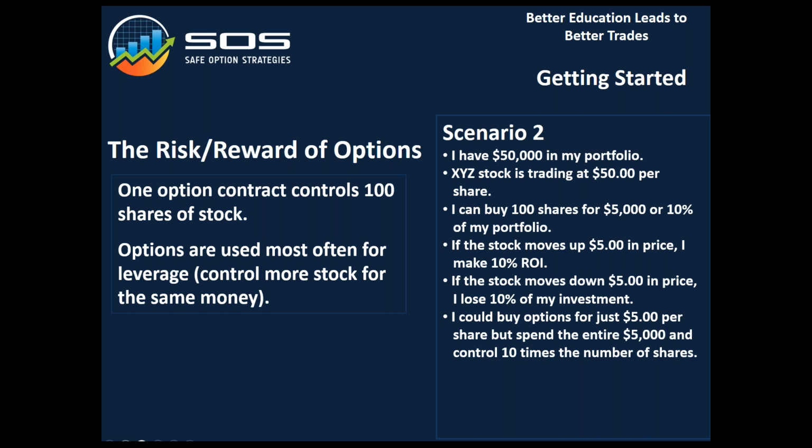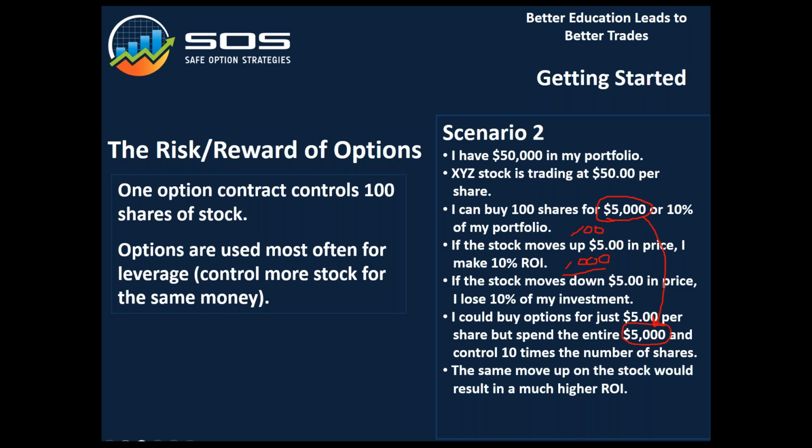Now, I could control the same 100 shares for only $500, or I could spend the whole $5,000. I could spend the entire $5,000, and instead of just controlling 100 shares, I could control 1,000 shares because one option contract controls 100 shares. And if I went out and got 10 option contracts instead of one, I'm controlling 1,000 shares for the same price I could have used to only have 100 shares.